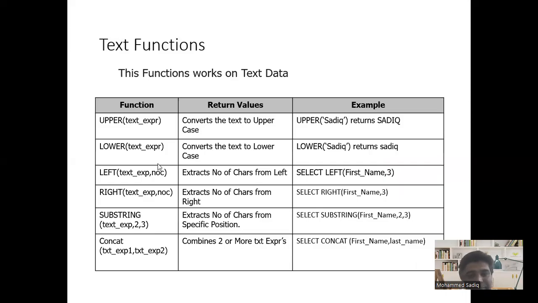Text functions are functions which work on text data. We have many functions here. We have case manipulation functions as well as character manipulation functions. Case manipulation functions are used to manipulate the case, that is, if you want to convert your data to uppercase or lowercase. Character manipulation is when you want to extract data from the left or right, take a substring, or do a concatenate. We'll look into this practically.